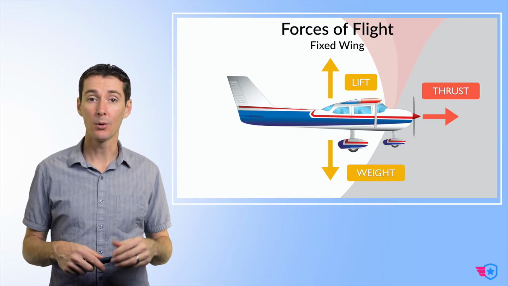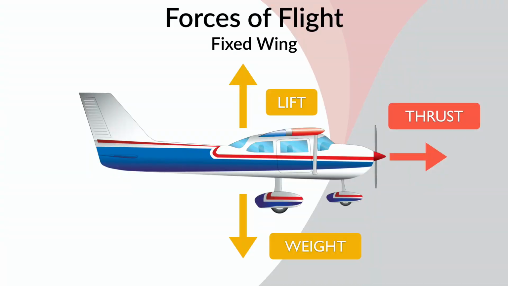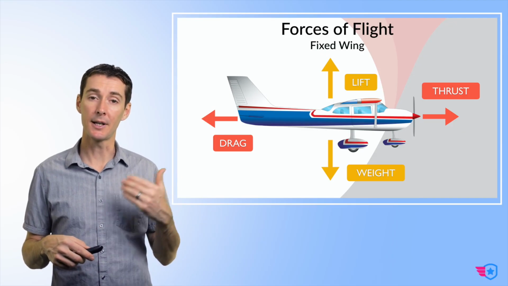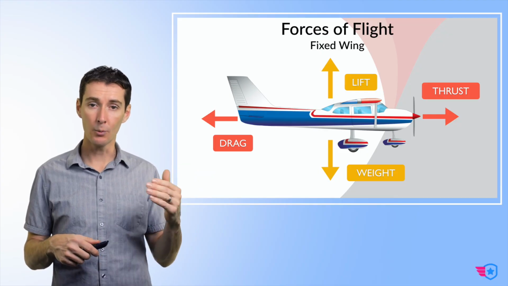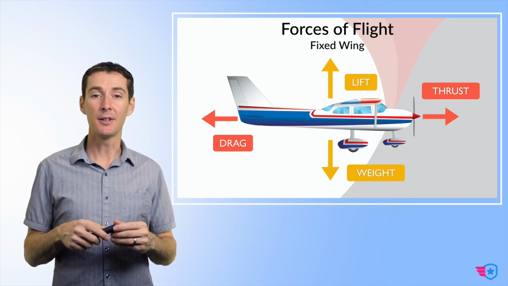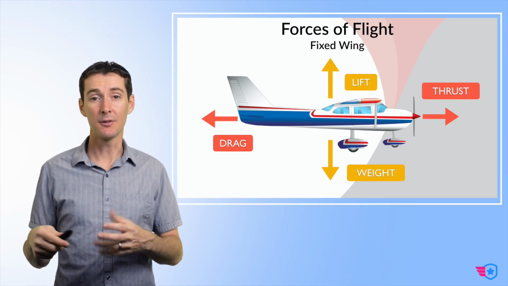Then we have something called thrust. Thrust is what is created by our engine, in this case, by the propeller that's attached to the engine. And opposite to thrust, because as we move through the air, we have drag. Drag is created every time that an object is moving through the air. It would be perfect if we could fly and not have any drag. In real life, we do, so we have to take that into account.